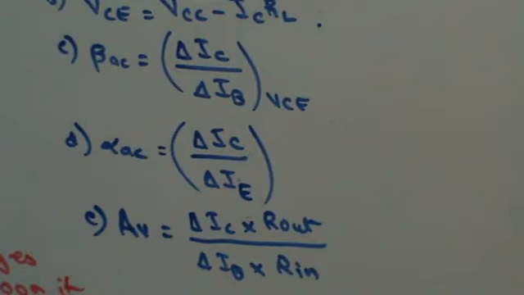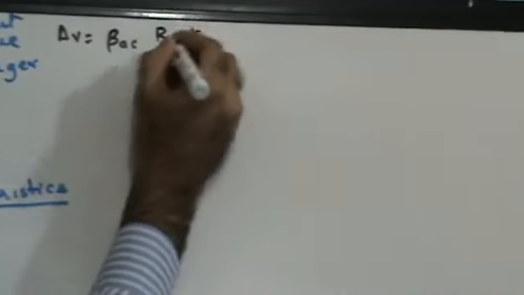Fine, do we get this thing clear? Now, we know that delta IC upon delta IB is nothing but the current gain. Therefore, I can say that voltage gain is beta AC into R out upon Rin. Fine, do you get this thing here?